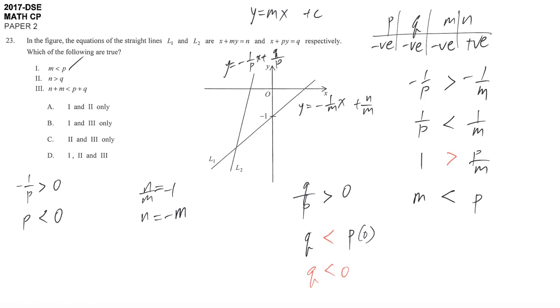The second statement, compare n with q. We already find out q is negative, while n is positive. So of course n positive is larger than negative value, so the second statement is also correct.